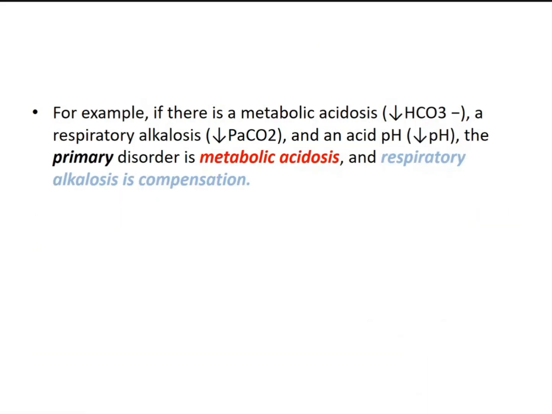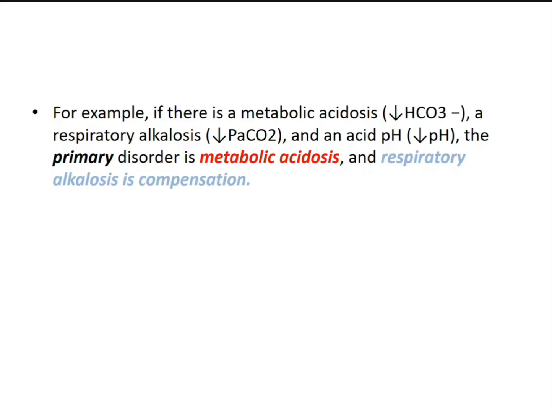For example, if there is a metabolic acidosis, you will expect a fall in bicarb levels. In respiratory alkalosis, you will have a fall in PaCO2. So why does that happen? Respiratory alkalosis means you have to imagine a patient who is hyperventilating. So whatever CO2 is getting built up is getting thrown away by the patient because of hyperventilation. That leads to respiratory alkalosis, and that will effectively lead to fall in partial pressure of CO2 and an acidic pH.